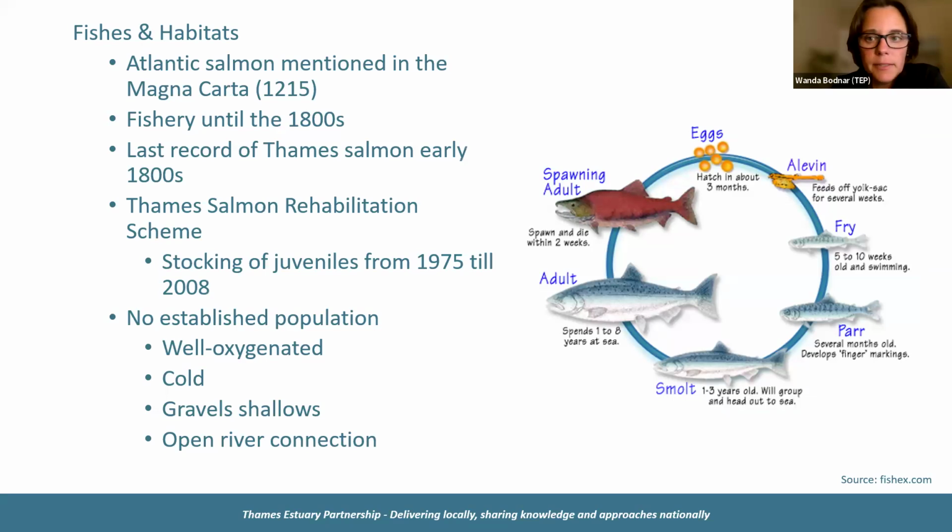And just a little bit about salmon. There was an extensive salmon fishery in the Thames up until the early 1800s. Then later, from 1975 until 2008, there were a series of attempts to restock the Thames with salmon. However, this had failed because salmon actually needs well-oxygenated cold waters with gravelly shallows and an open connection to the sea. So the odd individual that can be found every now and then is from these restocking attempts, but actually there is no established salmon population in the Thames anymore.